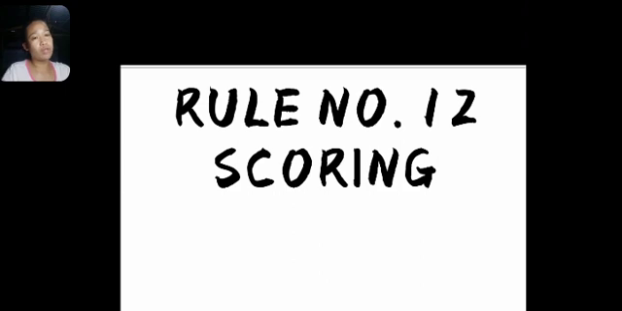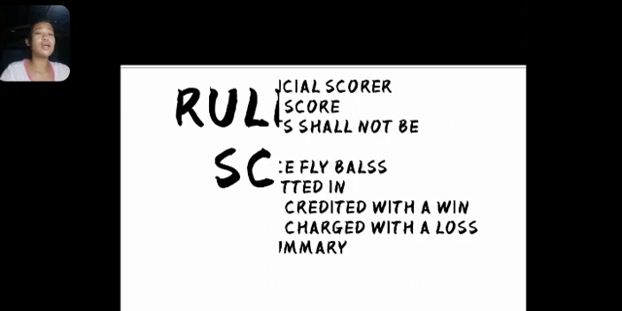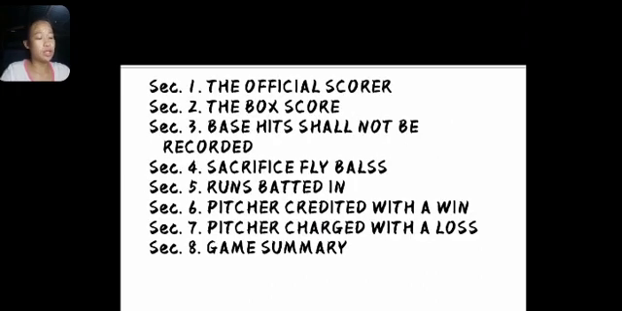Rule number 12, or the last rule, scoring. Section 1, the official scorer shall keep records of each game as outlined in the following rules. Section 2, the box score. Each player's name and the position or positions to be played shall be listed in the order in which they bat or would have batted, unless the player is legally substituted, ejected, or removed from the game, or the game ends before his turn at bat.